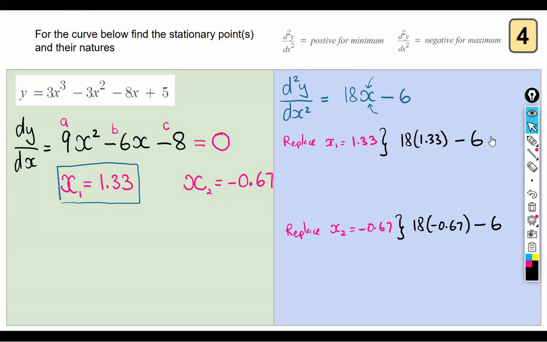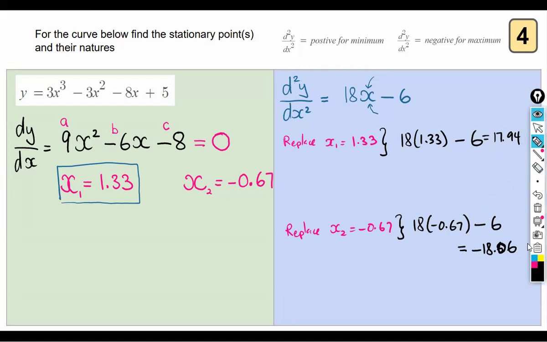But this one, I'm getting, let me see, 17.94. And for the next one, I'll put the answer underneath here. I get minus 18.06. Looking correct? Easy stuff, right? So that means for the x, look at the value we get. Isn't 17.94 a positive value? Isn't the one underneath, the 18.06, a negative value?